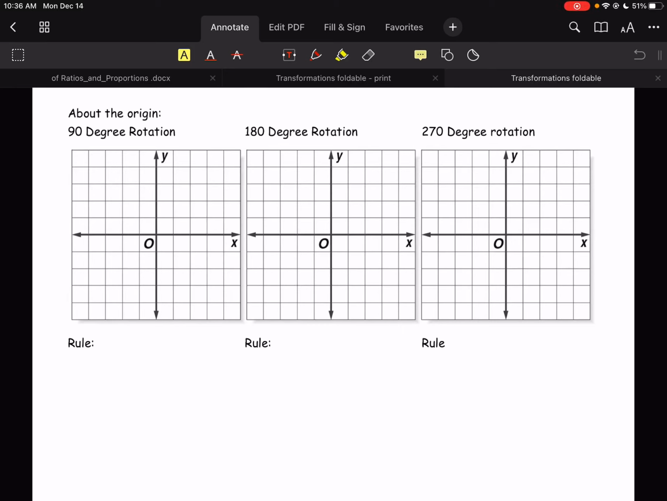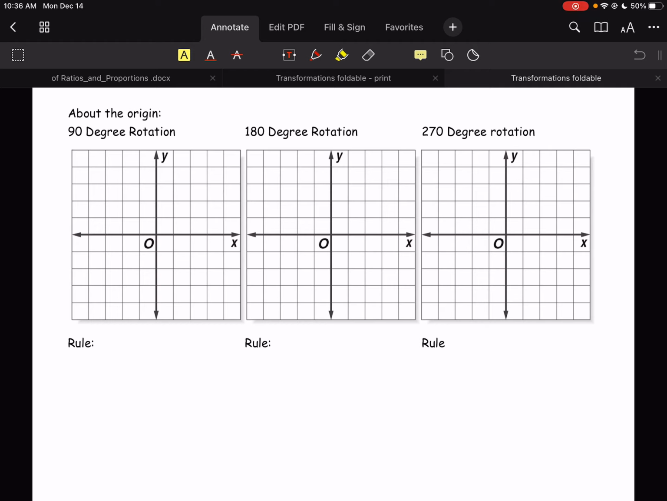All right there, everyone. So I am on the last part of your foldable. If you have your foldable, you're going to want to go to that last section labeled rotations. So that is where you're going to want to be. If you don't have your foldable, that's okay. You can just do this on a piece of paper.